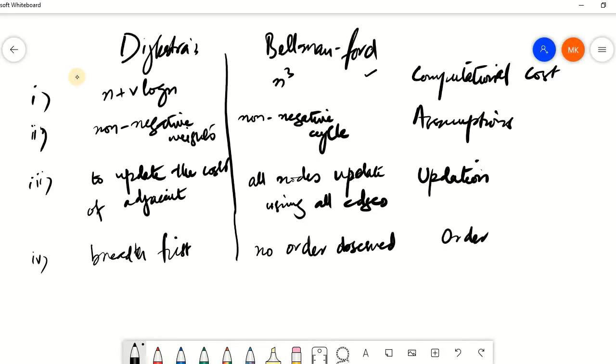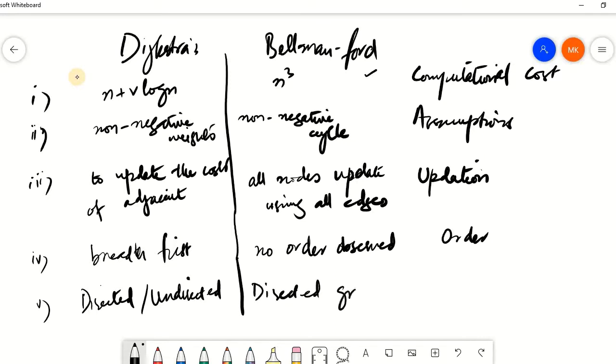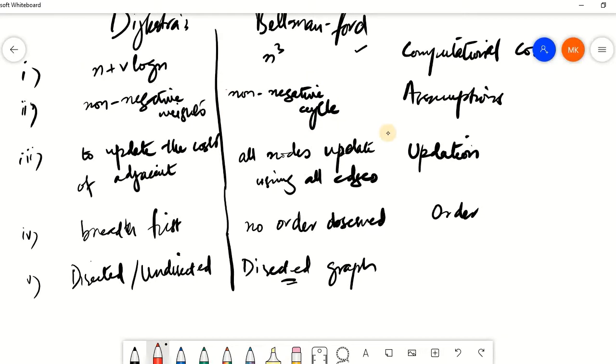And finally, the Dijkstra's algorithm can be applied to both directed and undirected graphs, whereas Bellman-Ford algorithm can only be applied to directed graphs. So before we see how Bellman-Ford's algorithm cannot be applied to undirected graphs, let's observe the problem of Bellman-Ford's algorithm with graphs having negative cycles.